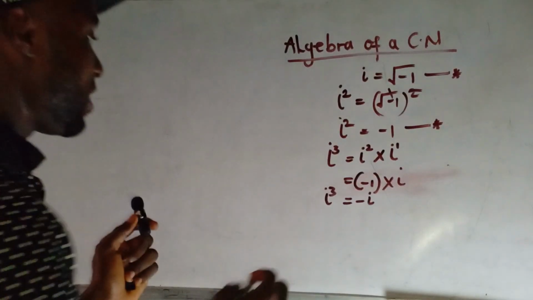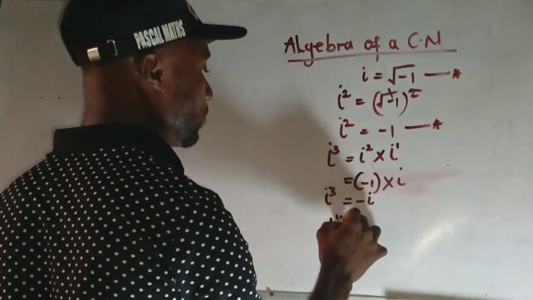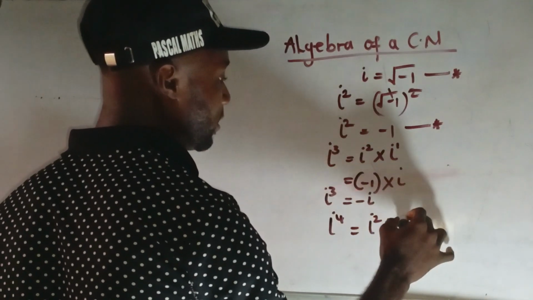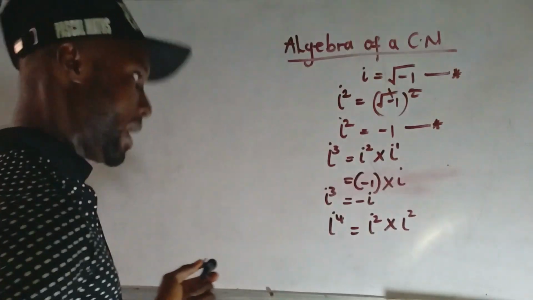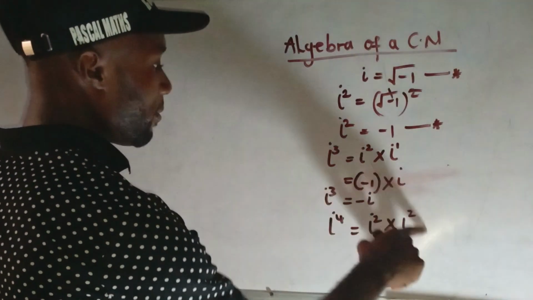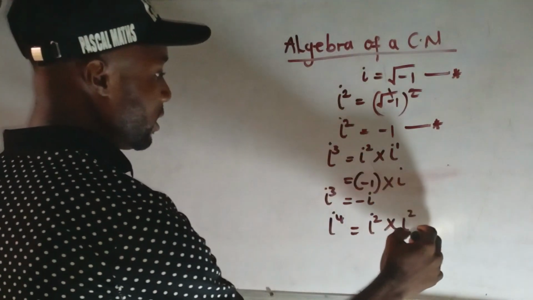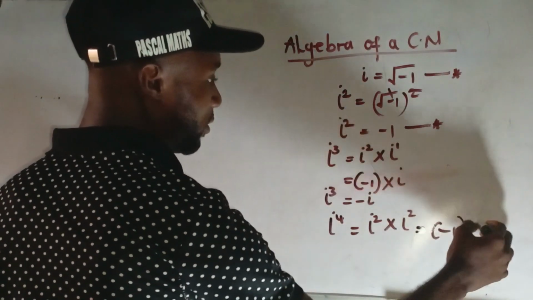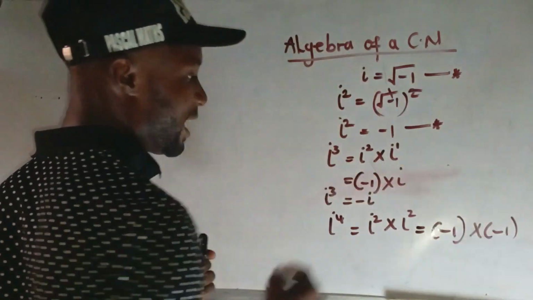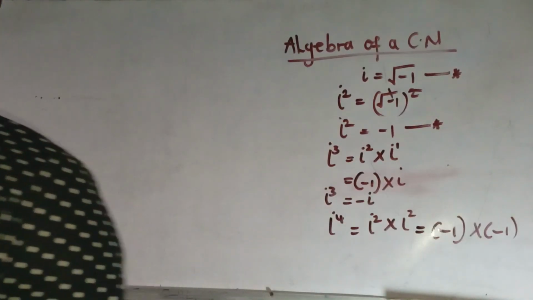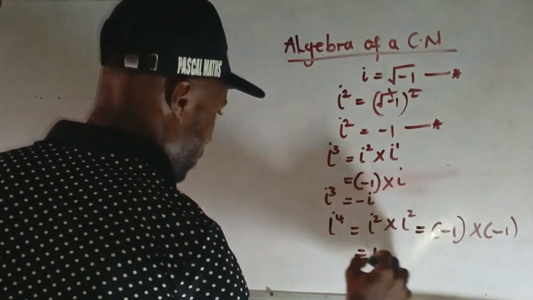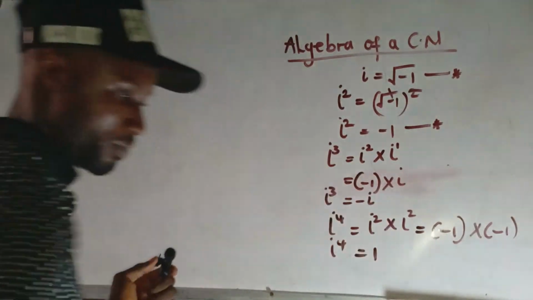i raised to the power 4. You still use the law of indices. So this is equal to this times this, because when we add the power, we have 4. So this is equal to -1 times -1. Remember that i raised to the power 2 gives us -1. So -1 times -1 gives us just +1. So i raised to the power 4 is equal to +1.